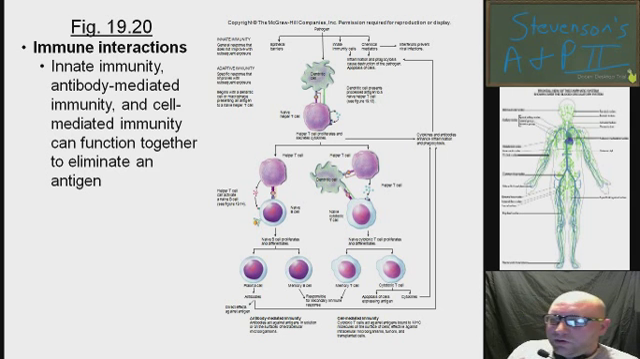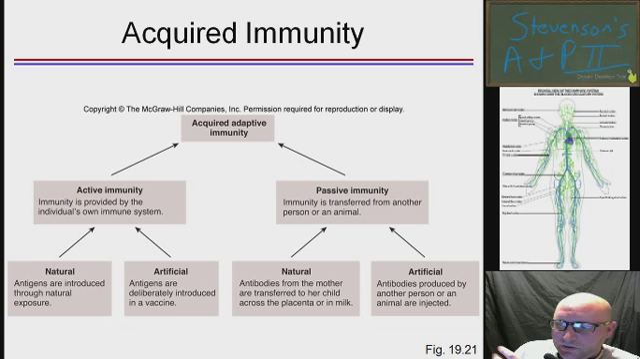Immune interactions. Innate immunity, antibody-mediated immunity, and cell-mediated immunity can function together to eliminate an antigen. So this right here puts several different things that we've talked about previously together: how helper T cells and dendritic cells are going to work together in the process to form naive cytotoxic T cells or naive B cells.